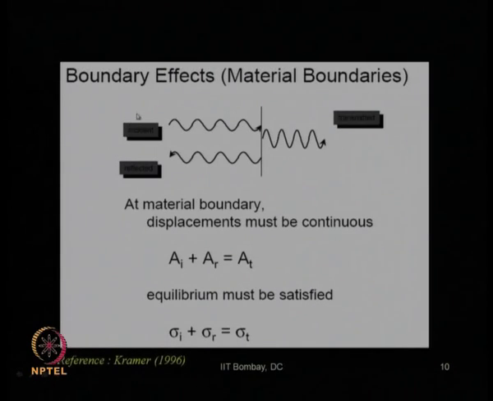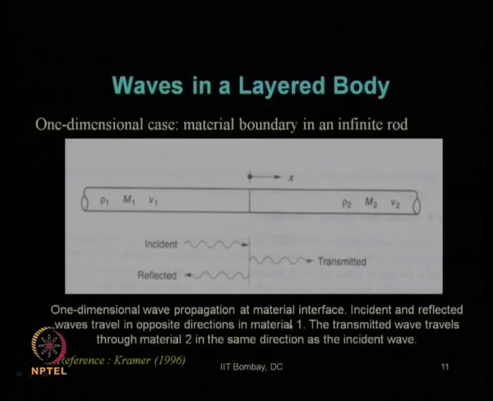Then we have seen the boundary effect, that is, the material boundary, when there is a layered body, how the incident wave, transmitted wave and reflected wave are related to each other through this example. That is, for the one dimensional case, when a wave is traveling in one dimension in a layered body like this, this is material 1, this is material 2.